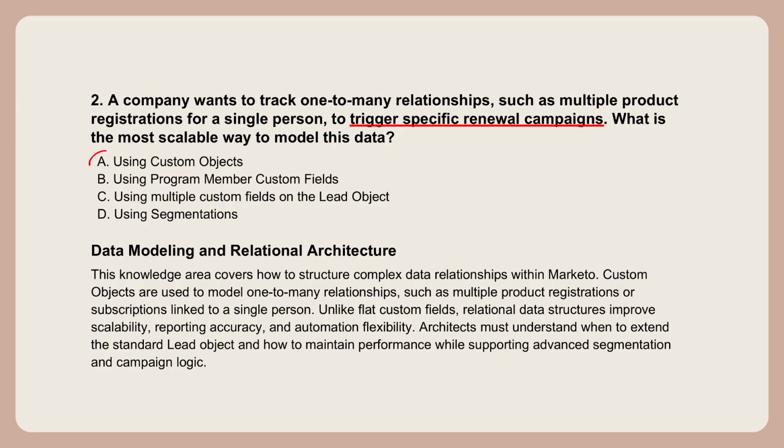Right. Custom objects are the correct answer because they provide a relational data model. They allow an infinite number of related records to be tied to a single person without expanding the width of the primary lead table. Which means your segmentation engine doesn't have to scan across 50 redundant custom fields just to find out if someone bought a specific software license in Q3. Exactly. You query the custom object directly. It's building a system that expects exponential data growth rather than fighting against it.